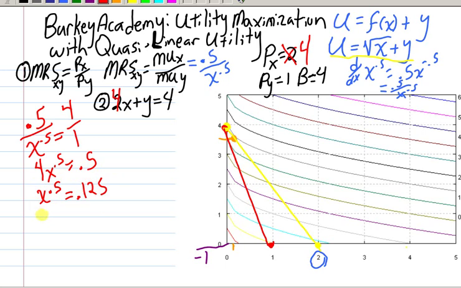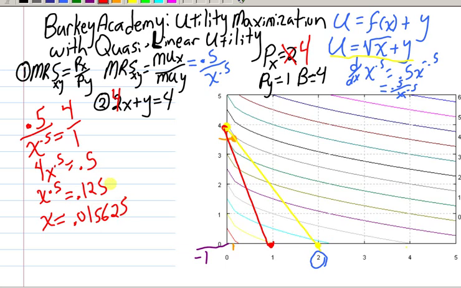x. If we're going to hunt for one of these corner solutions, we're probably going to have to do it on the other end of these indifference curves here. So our optimal amount of x in that case is going to be 0.015625.